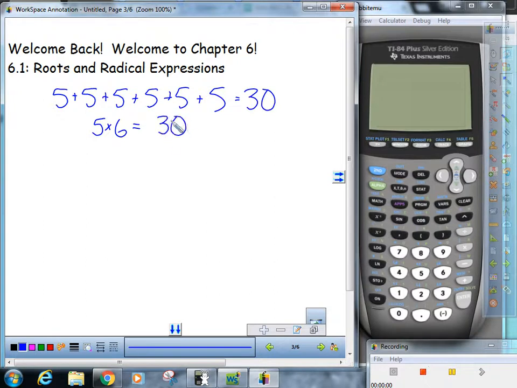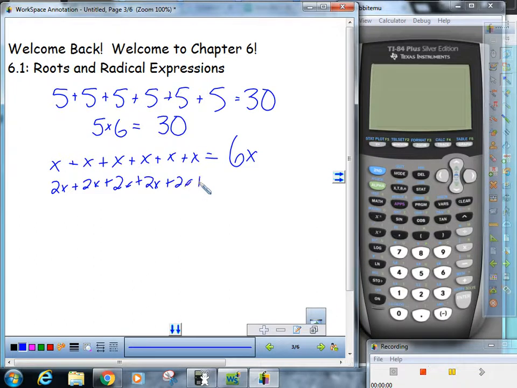Do you agree? So then what is x plus x plus x plus x plus x plus x? It's just 6x. That's where that comes from. It's just a rule of multiplying. And what is 2x plus 2x plus 2x plus 2x? Oh, I wanted 6 of them. What's that? That's just 12x. That is 6 times 2x.